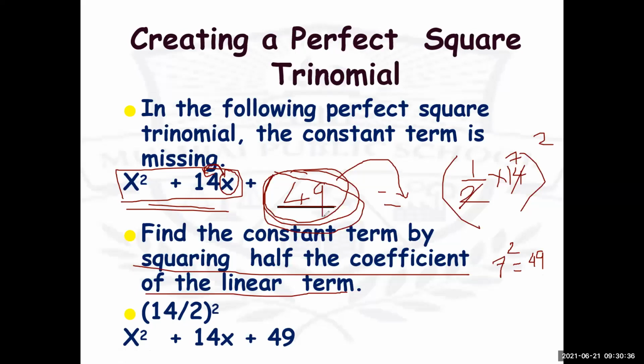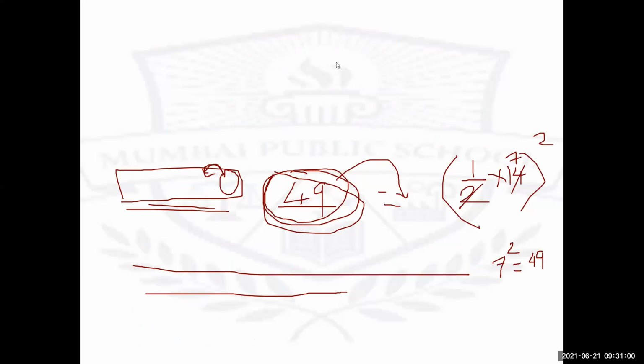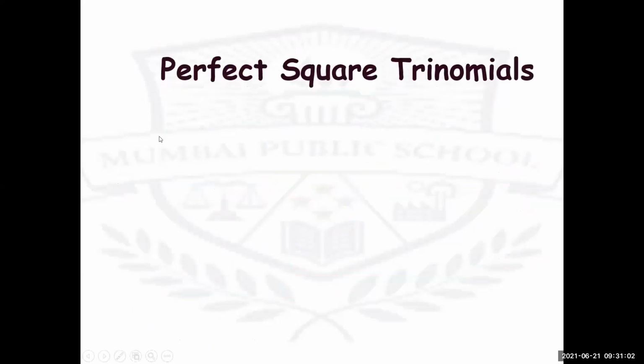Understood? In this way, you are going to create a perfect square trinomial. So what are the steps? You have to take the coefficient of x, half of it, and its square. Is this clear to all the students? Yes, sir. Yes. Now we'll move ahead.